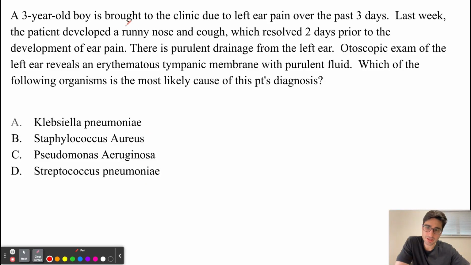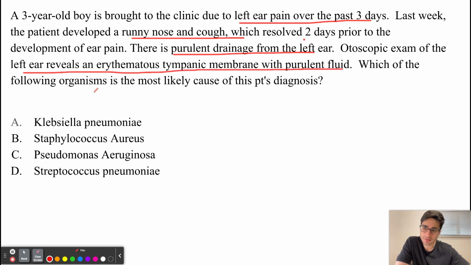A 3-year-old boy is brought to the clinic due to left ear pain over the past 3 days. Last week, the patient developed a runny nose and cough, which resolved 2 days prior to the development of ear pain. There is purulent discharge from the left ear. Otoscopic exam of the left ear reveals an erythematous tympanic membrane with purulent fluid. Which of the following organisms is the most likely cause of this patient's diagnosis?